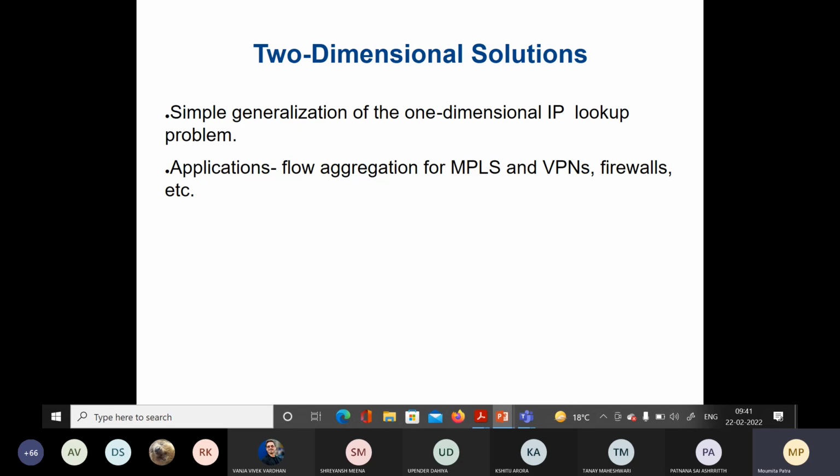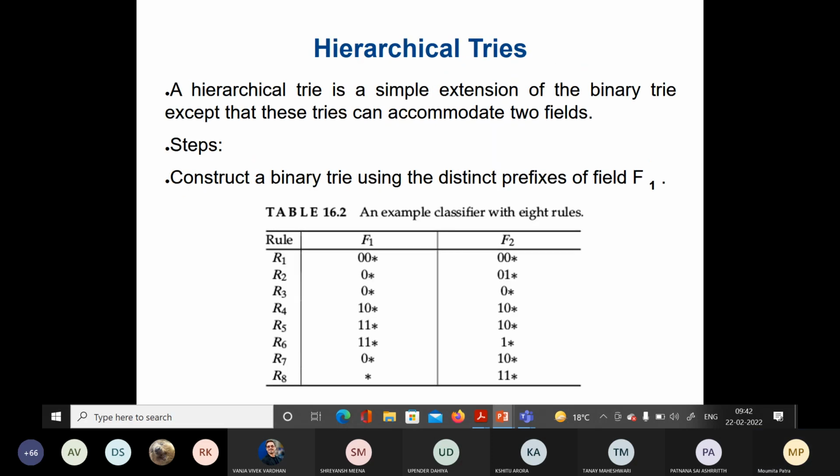Okay. So this is an enhancement over what we had done during our IP lookup. In IP lookup, it was a one-dimensional solution, right? You just had some prefixes with you, and you had your packets. You had your destination address from your packet's header, and you simply tried to match the two. So that was a simple one-dimensional IP lookup problem. Now we are going to look at two-dimensional solutions. The first solution to this is known as hierarchical tries. It is almost the same as the binary trie solution that we had looked at during our IP lookup class.